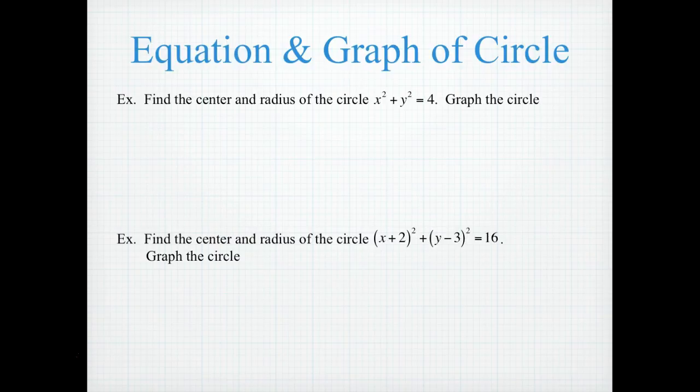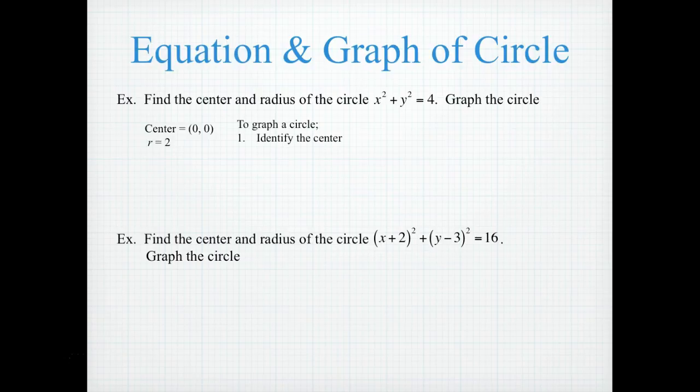As we move along for the last two examples, now we're going to find the center and radius of a circle given in the equation, and we're going to graph the circle. So we have the equation x squared plus y squared is equal to 4. In this equation, my center is at the origin, and my radius is represented by the square root of 4, which is 2. So now it's time to graph.